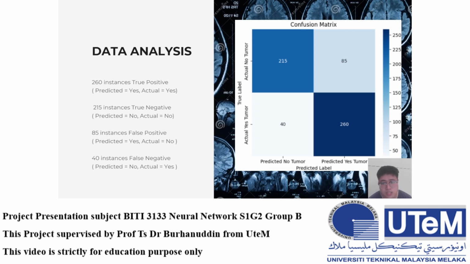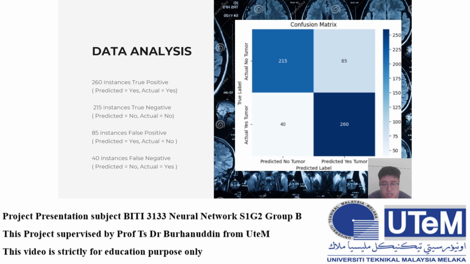generalization. Now let's dive into the details of our model performance with the confusion matrix. So this matrix is a powerful tool that visually summarizes how well our classification model performs by showing the counts of true positive, true negative, false positive, and false negative predictions.